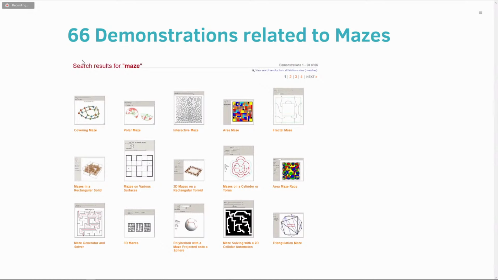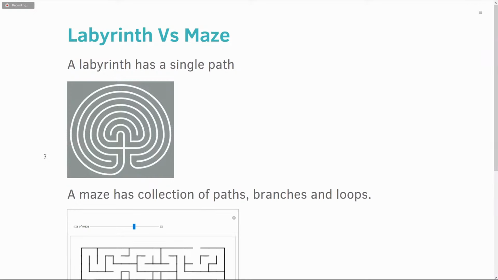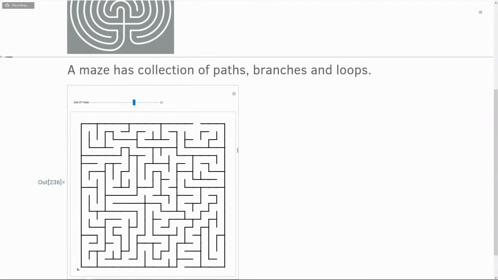Sorry about that. We've got many different types of mazes at the demonstrations project, and here are a few of them. And feel free to go to demonstrations.wolfram.com if you'd like to see some of them. So first, let's talk about the simplest types, a labyrinth and a normal maze. A labyrinth typically has a single path. So here's a classic labyrinth, and there's only one single path without branches from the entrance to the end here. A maze is a collection of paths, branches, and loops.